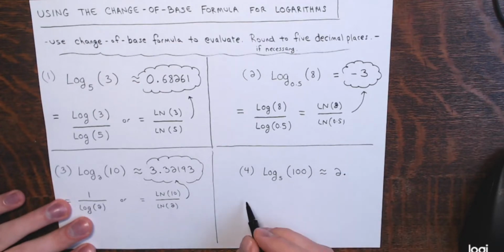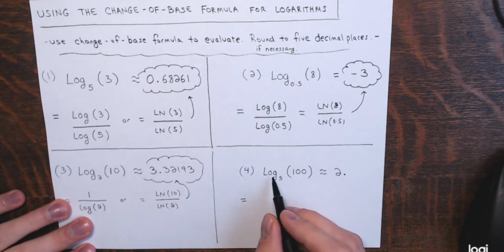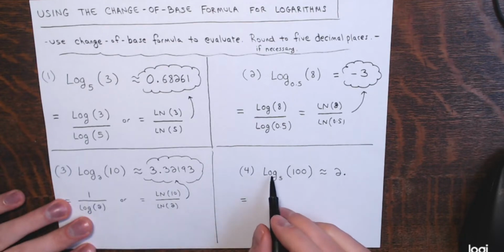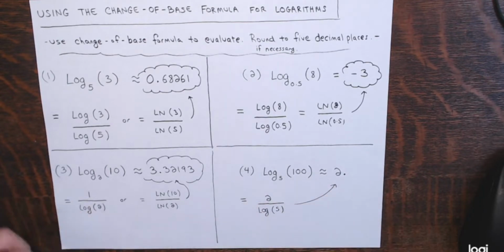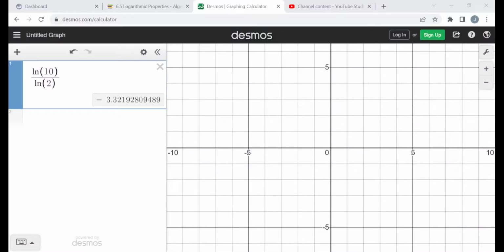And I'll use change of base. This time I'm just going to go to base 10. If I do log base 10 of 100, that's 2 in the numerator, right? That's the log base 10 of 100, divided by the log base 10 of 5. And that'll give me my approximation. And I'm telling you, it should be 2 point something. So 2 divided by the log of 5.